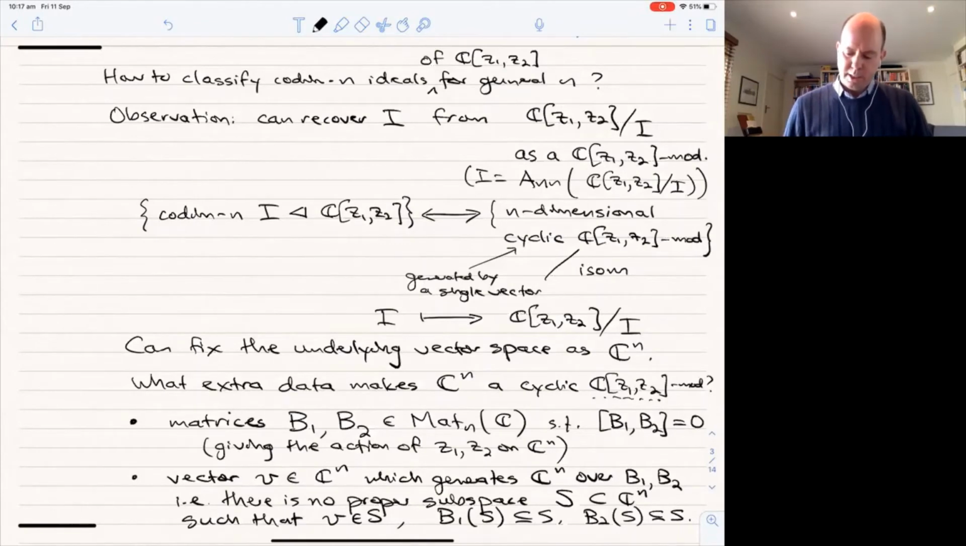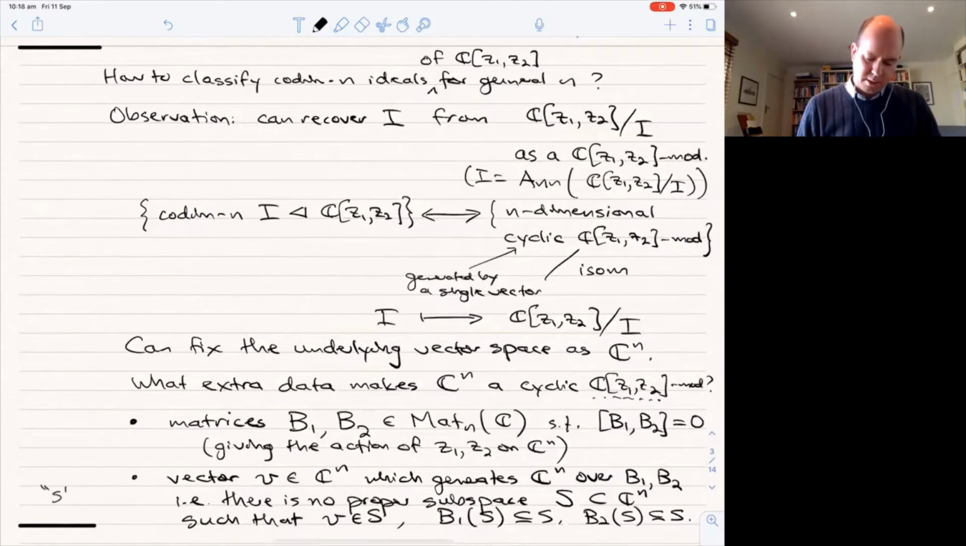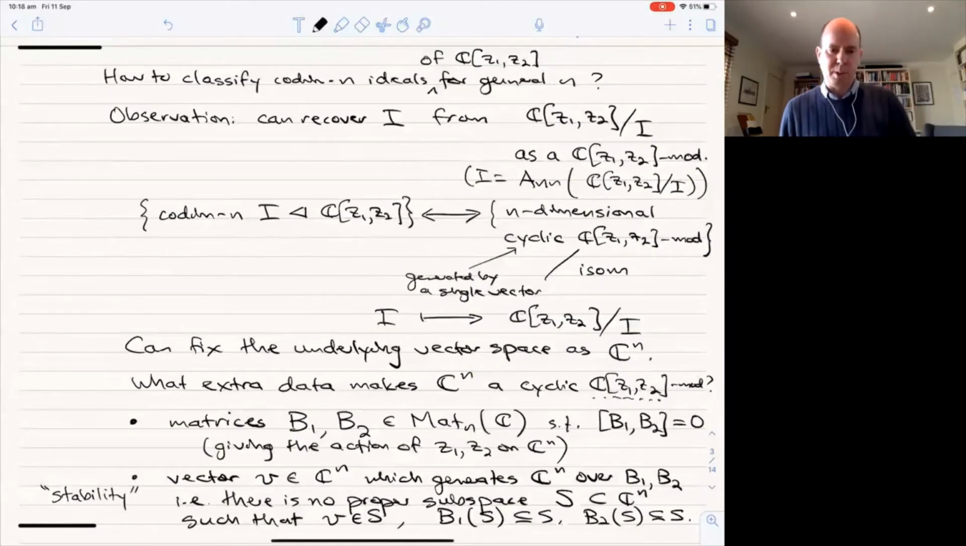Okay, so this is the data that, if starting with the vector space Cn, turns it into a cyclic module over the algebra of polynomials in two variables. You need two commuting matrices and a vector which generates the space under the action of those two matrices. So this second condition, as Nakajima points out in his first chapter, is known as stability. And that's for reasons to do with geometric invariant theory, which we'll get to later on. So you could equally well just call it the cyclic condition for now, but everyone calls it the stability condition. And we won't see the reason for that for a little while.